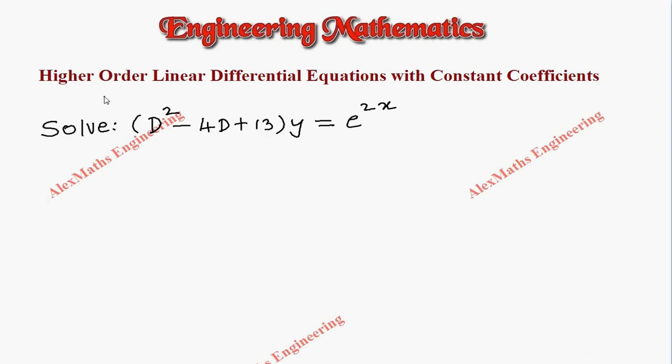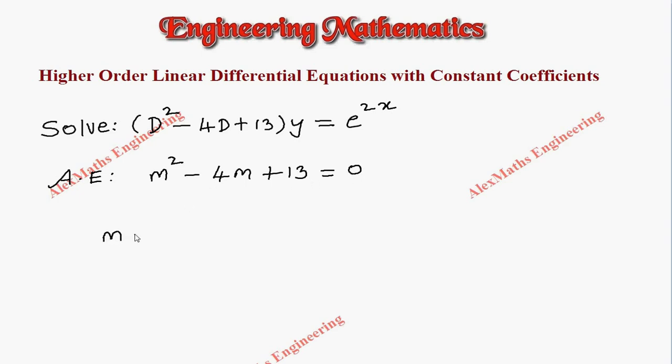In this problem, they have given: solve (D² − 4D + 13)y = e^(2x). As a first step, we have to write the auxiliary equation in terms of small m: m² − 4m + 13 = 0. We cannot factorize this because the product is 13 and the sum is −4.